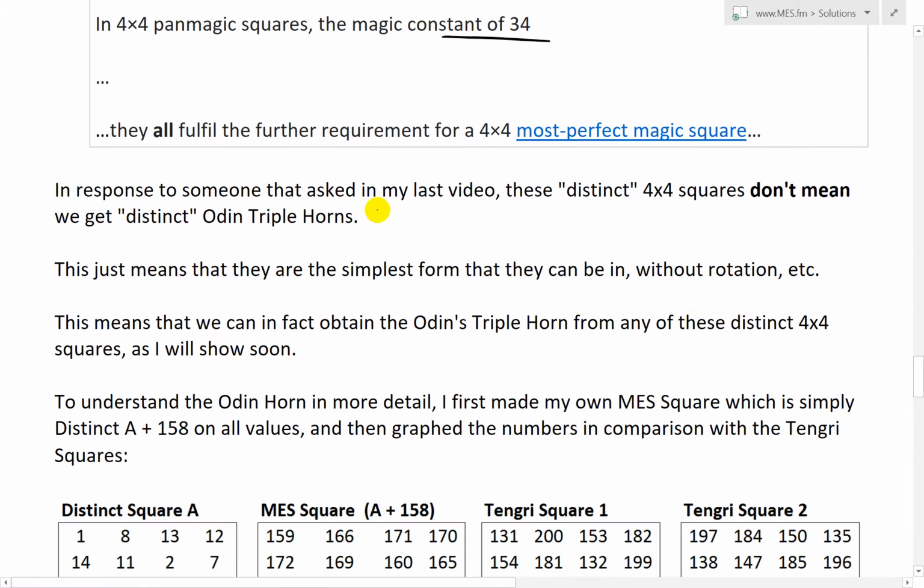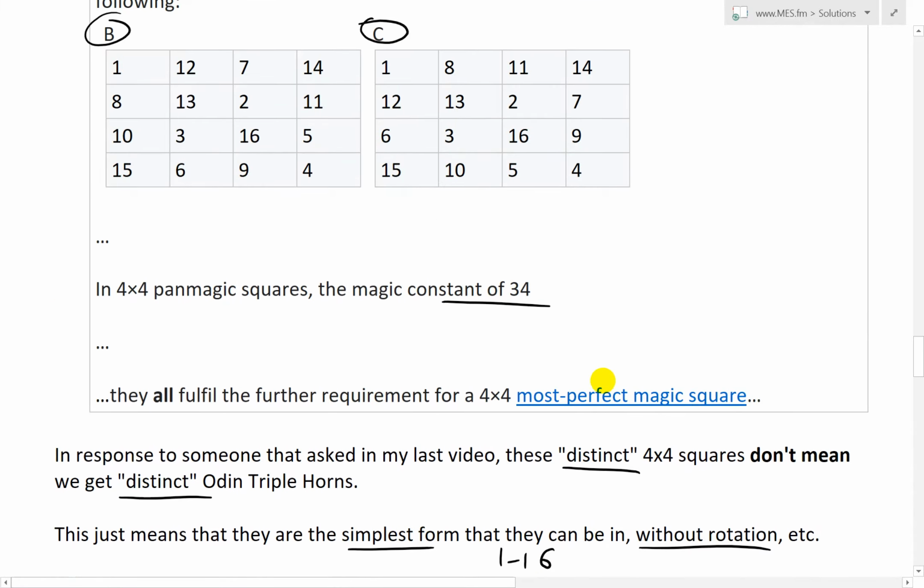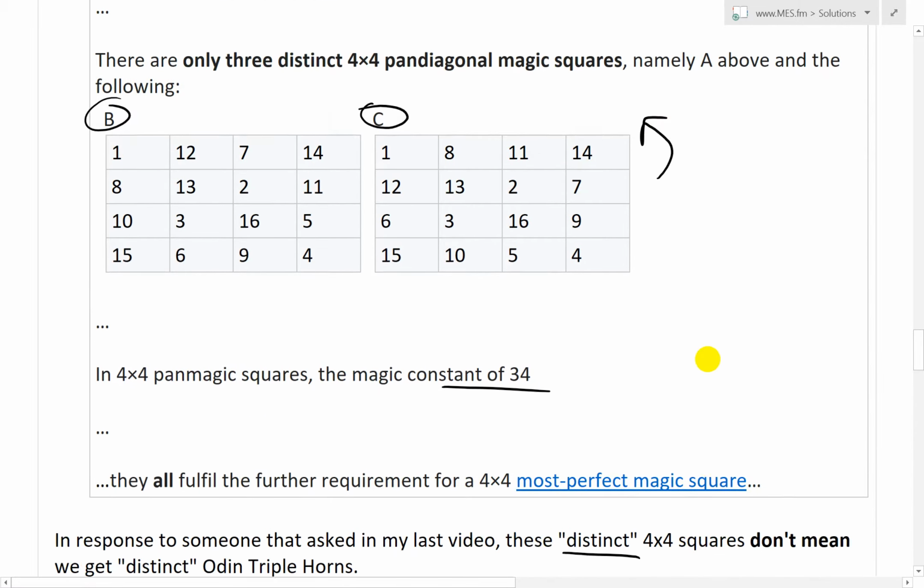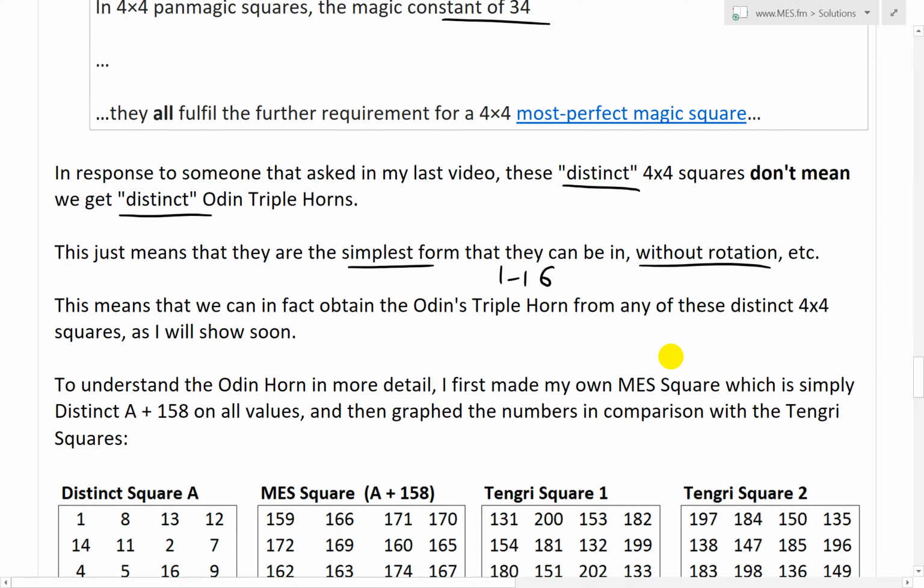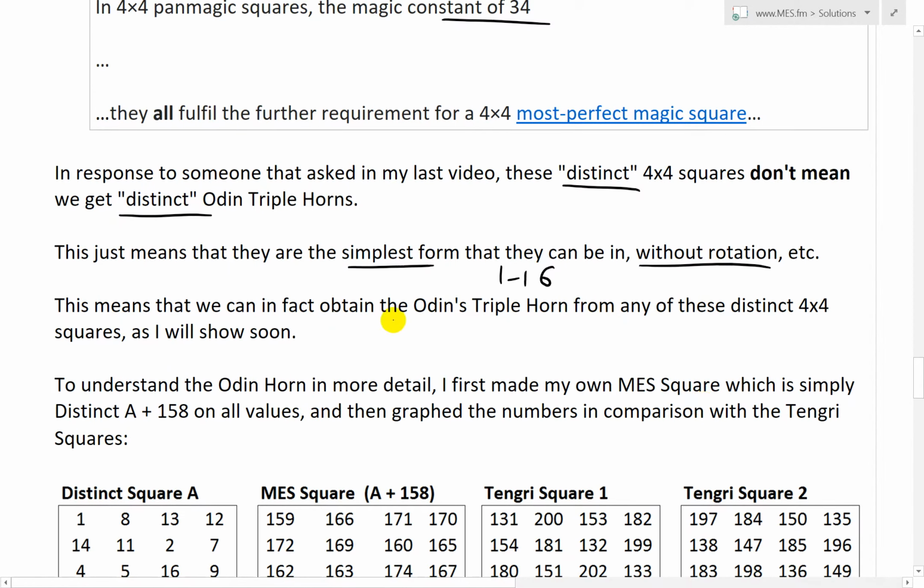In response to someone who asked in my last video, these distinct 4x4 squares don't mean we get distinct Odin triple horns. This just means they're the simplest form they can be in, which is the numbers from 1 to 16, without rotation. If you rotate them, it's nothing unique; it's the same thing, you can just look at it sideways. So without rotation, this just means that we can in fact obtain the triple horn from any of these 4x4 squares, which I will show soon.